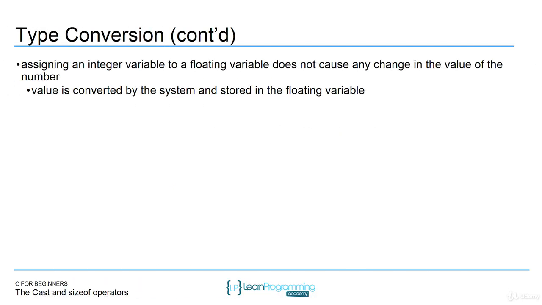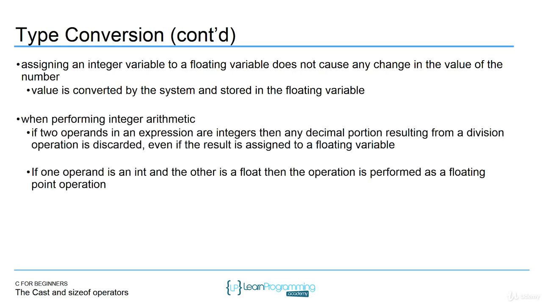Now, if you assign an integer variable to a floating point variable, which is the opposite, it doesn't cause any change in the value of the number. The value is converted by the system and stored in the floating point variable. So you don't really have to worry about assigning it into a float. If you assign 12 to a float, it's still going to be 12, just 12.0.